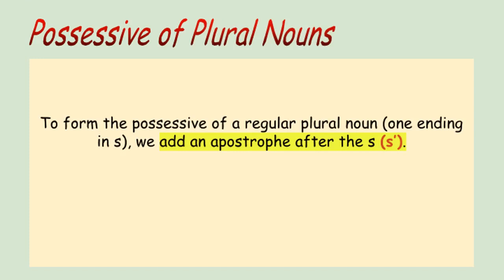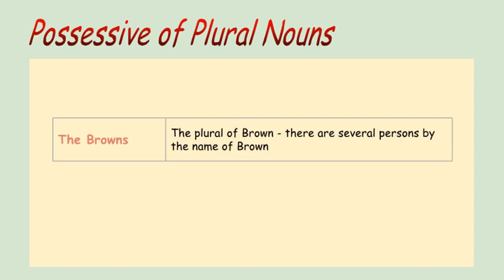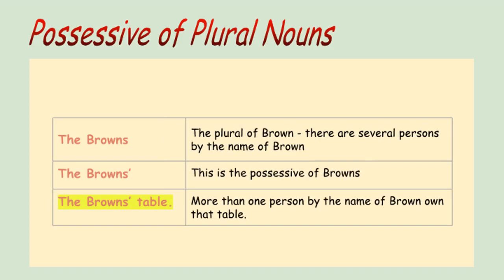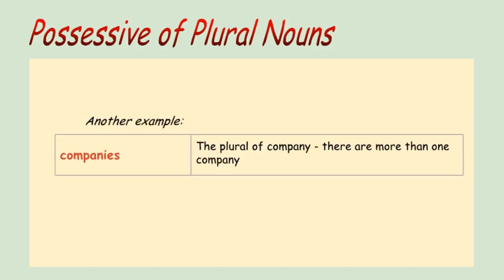Now, let's look at forming the possessive of plural nouns. To form the possessive of a regular plural noun, that is, a noun ending in s, we add an apostrophe after the s. For example, Browns is the plural of Brown. The Browns means that there are several persons with the name Brown. To form the possessive form of Browns, we add an apostrophe after the s. The Browns' table. This sentence is telling us that more than one person by the name of Brown owns that table.